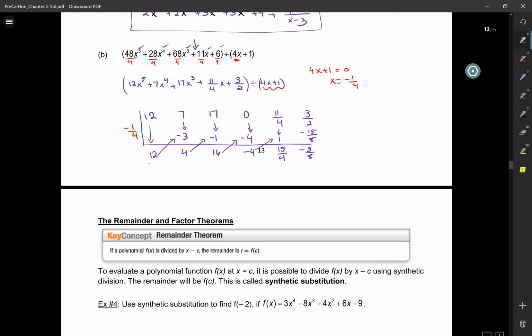Okay, so let's write this down. It's going to be 12x to the 4, plus 4x cubed, 16x squared, negative 4x plus 15 over 4. Now, minus 3 over 8 divided by 4x plus 1, but that doesn't look good. So we say 3 over 8 times 4x plus 1. And we can barely fit that in there. All right, so that's the answer there.